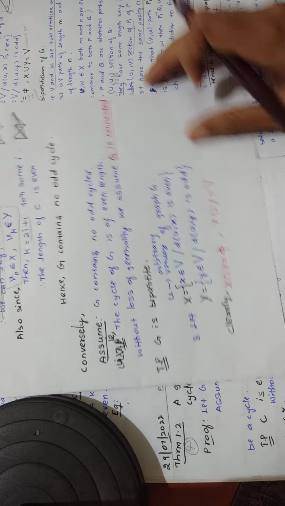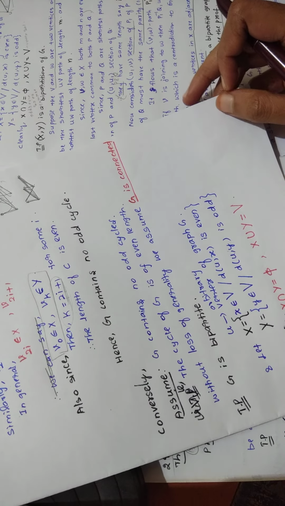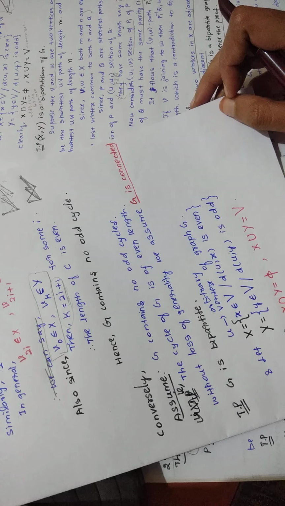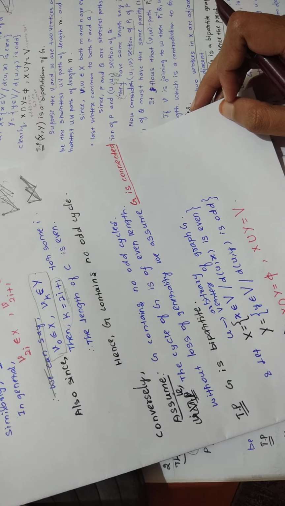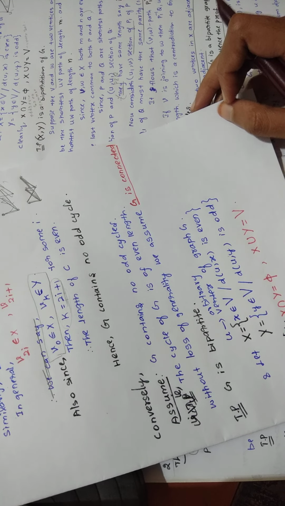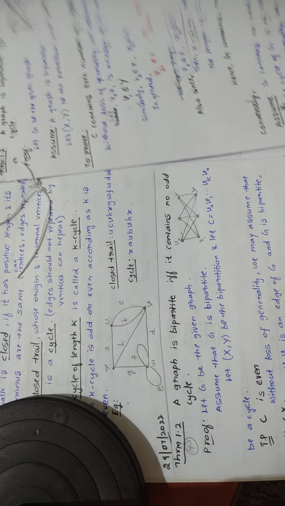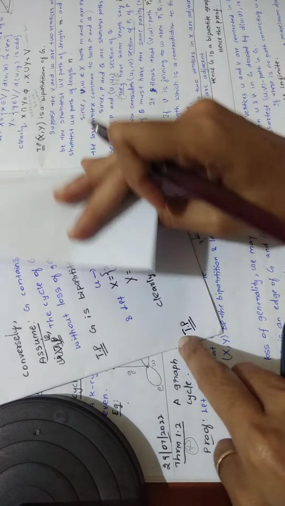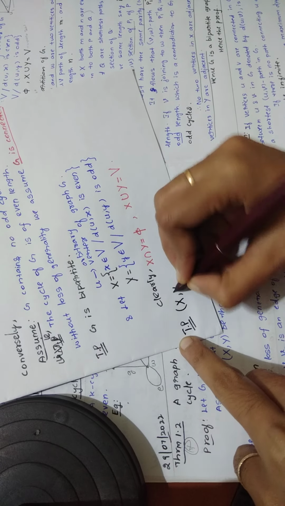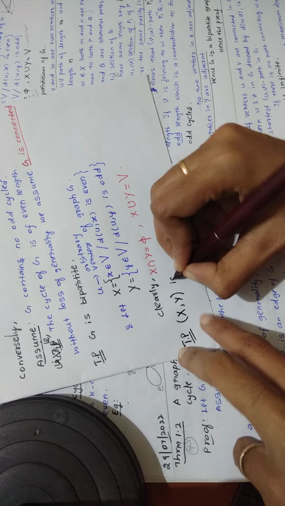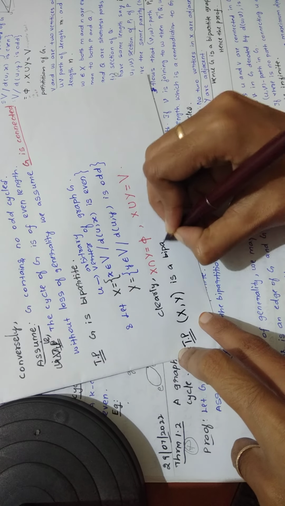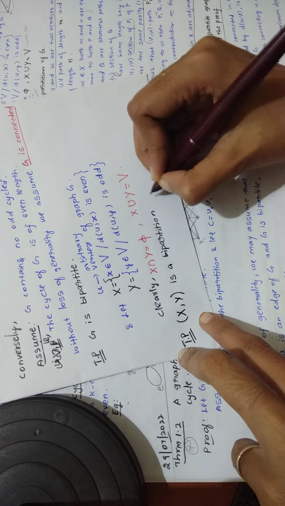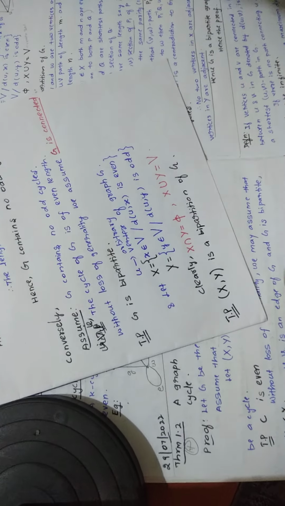Right? Okay. Now we are going to prove that X, Y is a bipartition of G. To prove X, Y is a bipartition, that is what we are going to prove. Let me write here: to prove, X, Y is a bipartition of G. That is what I am going to prove next.